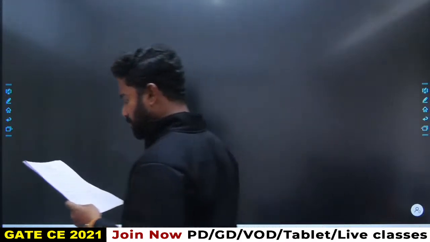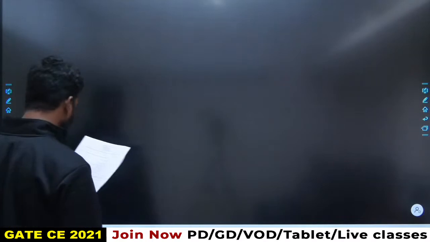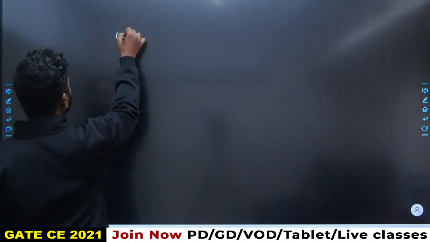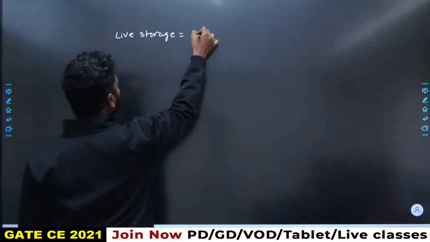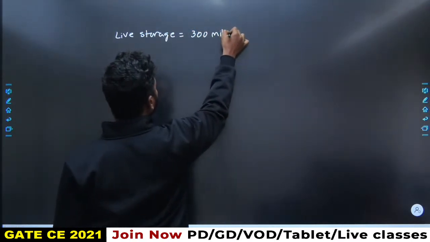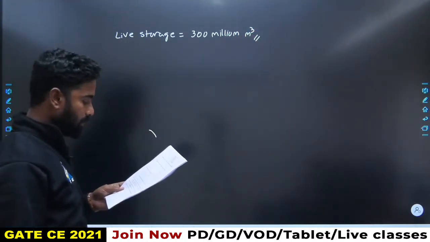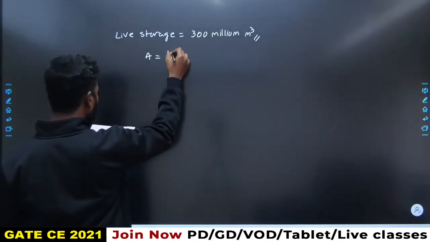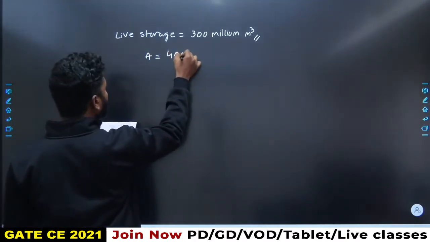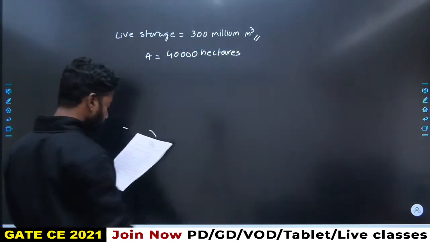Next question is, a reservoir with live storage of 300 million cubic meters irrigates an area of 40,000 hectares.